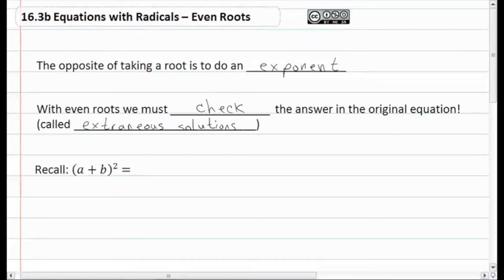You'll get extraneous solutions when you have the square root equaling a negative number, or if what's inside the square root will give you a -1, or in other words, i. It will be helpful to recall that a plus b quantity squared is equal to a squared plus 2ab plus b squared.